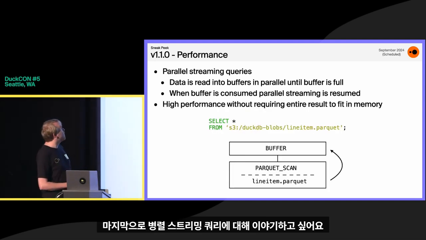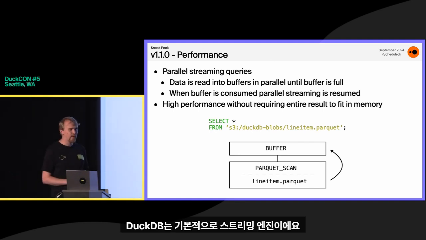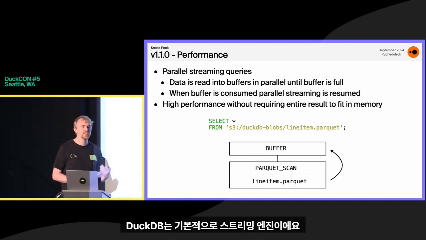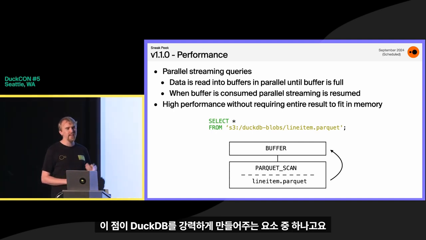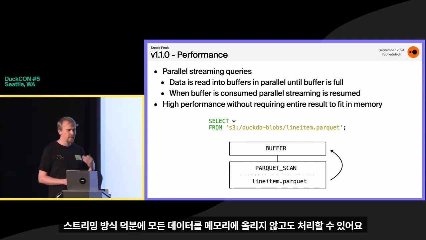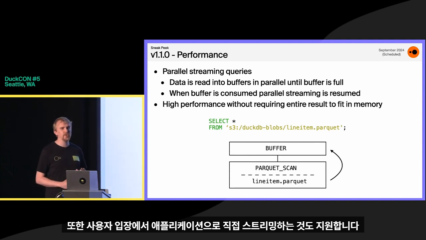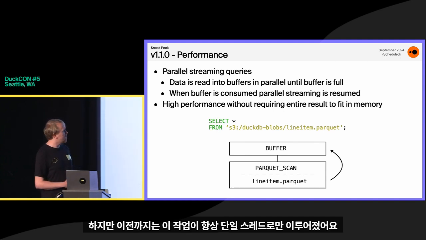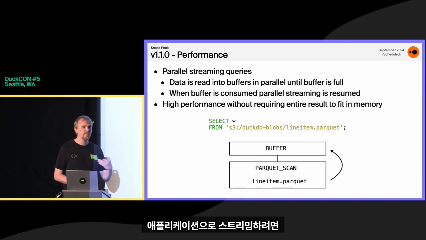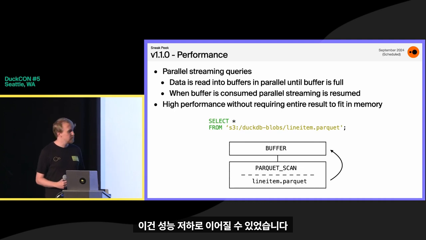Finally, I want to talk about parallel streaming queries. Of course, DuckDB is a streaming engine. That's one of the things that make it very powerful, because the streaming nature allows it to work without having to load all the data in memory. It also supports streaming directly into your application as a user. But previously, this has always been a single-threaded endeavor. If you wanted to stream into your application, you'd essentially have to do this in a single-threaded manner. So that could mean that a lot of performance would be lost.